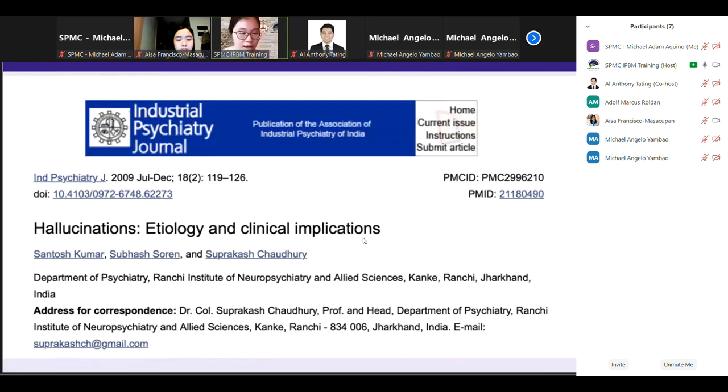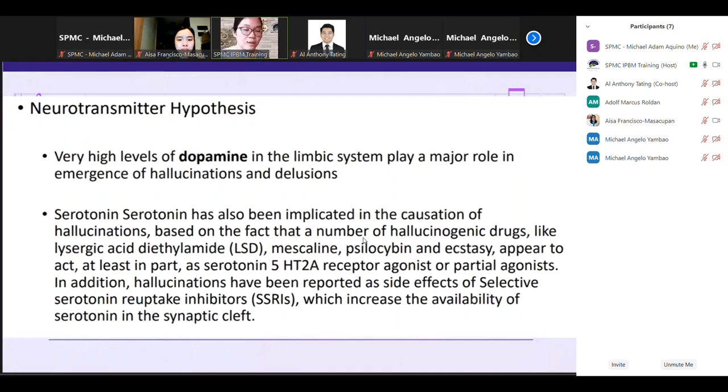So Kumar et al. in the Industrial Psychiatry Journal, in the article titled Hallucinations, Etiology and Clinical Implications, discussed the hypothesis wherein very high levels of dopamine in the limbic system can play a role in the emergence of hallucinations and delusions. And serotonin has also been implicated in the causation of hallucinations. This is based on the fact that a number of hallucinogenic drugs like LSD can create auditory hallucinations.